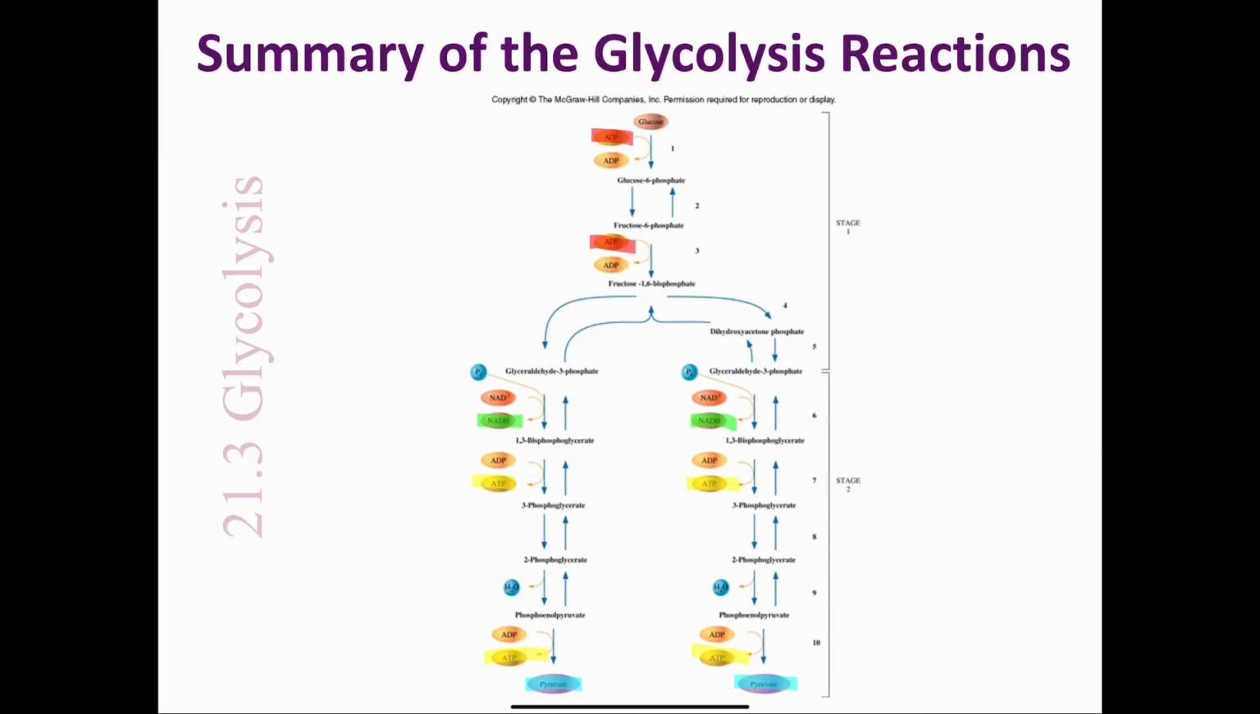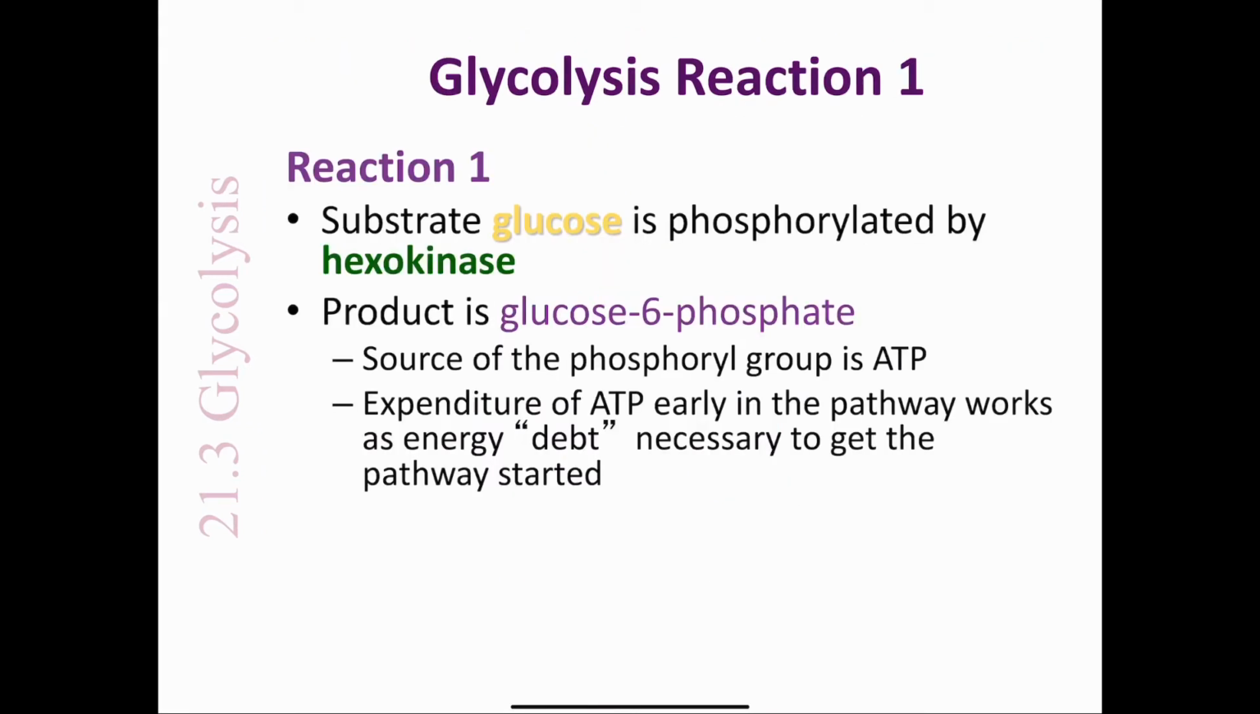Glycolysis can be divided into 2 major segments. The first set of steps, reactions 1 to 5, is the investment of ATP energy. The second major segment involves the remaining reactions of the pathway, steps 6 through 10, those that result in a net energy yield. In reaction 1 of glycolysis, the substrate glucose is phosphorylated by the enzyme hexokinase in a coupled phosphorylation reaction. The source of the phosphoryl group is ATP.